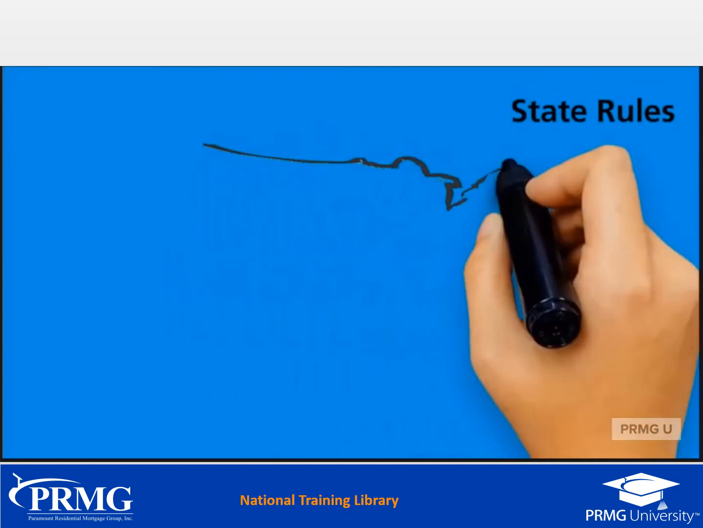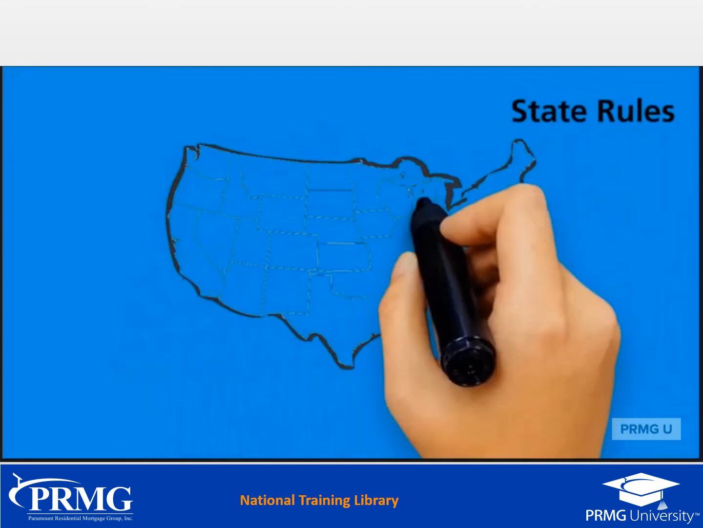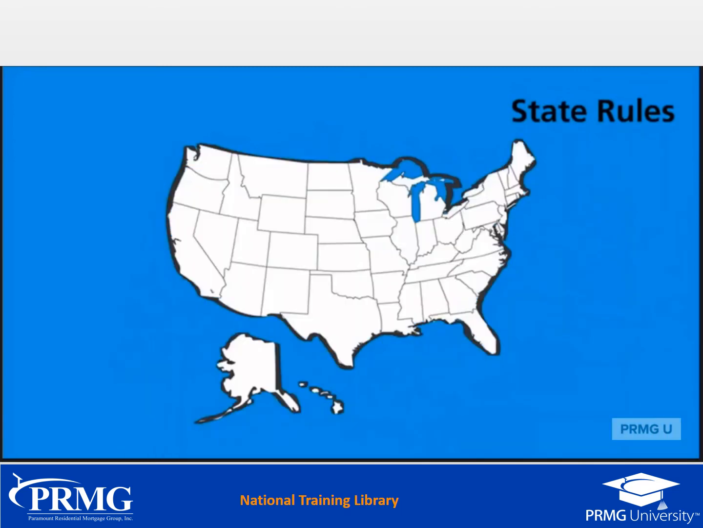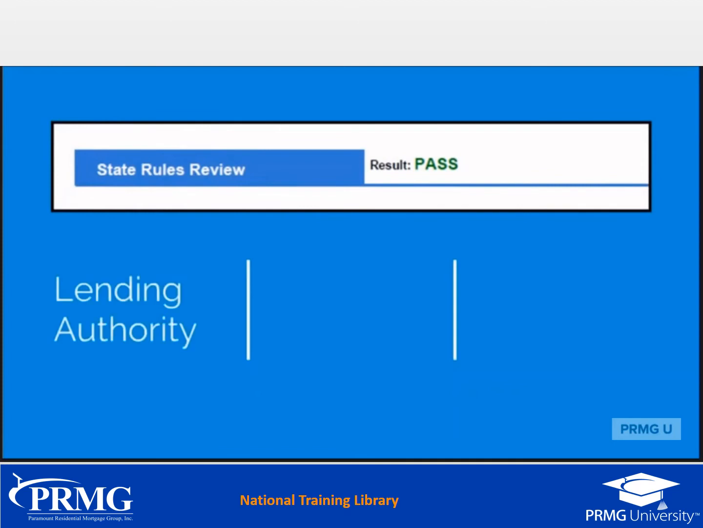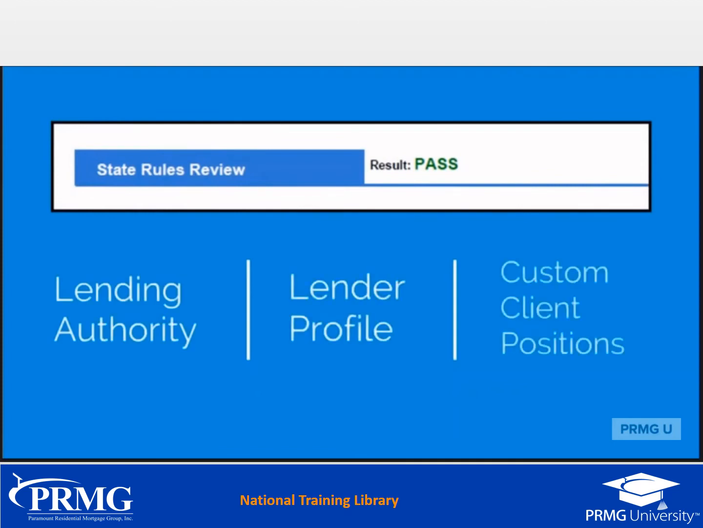Next is the state rules. This is a comprehensive state consumer credit law review. It is precise to the jurisdiction of the subject property address by utilizing our geocoder. State consumer credit law is applied in accordance with your lending authority, your lender profile, and any custom client positions.